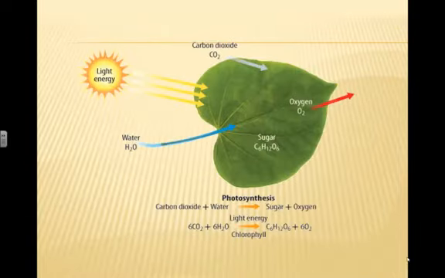Here's showing you the sunlight going through the clear, transparent epidermis and into the palisade mesophyll and spongy, and it then is taking those ingredients of the carbon dioxide, giving off the oxygen. That's all through the stomata. The water is coming up through the xylem, and it's making sugar, and that's going to be taken down by the phloem. So photosynthesis, carbon dioxide and water, is producing sugar and oxygen, and light energy is necessary.